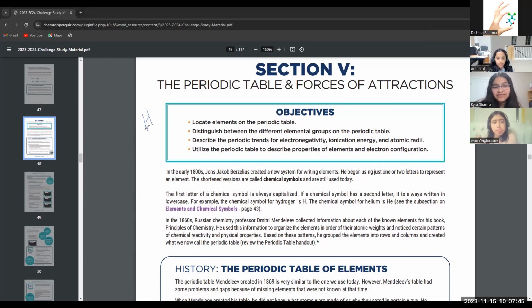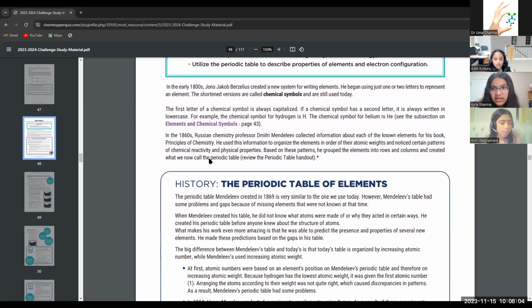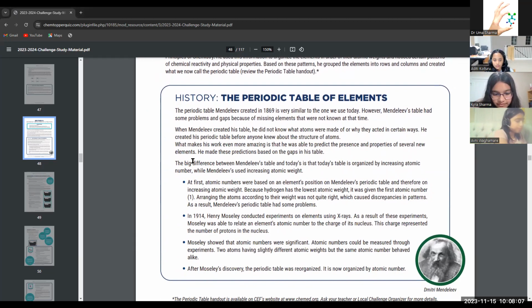Isn't this section about Mendeleev's periodic table? How do you pronounce this scientist's name again? Mendeleev. There's an element named after him, Mendelevium, 101. And there's Einsteinium, named after Einstein.